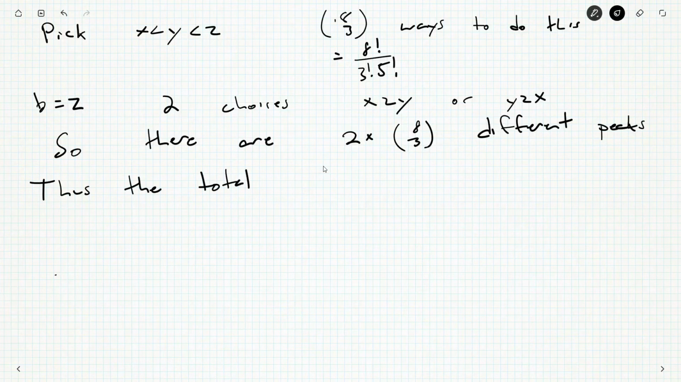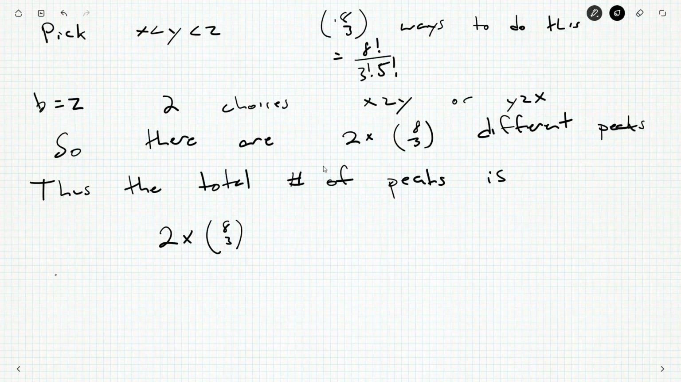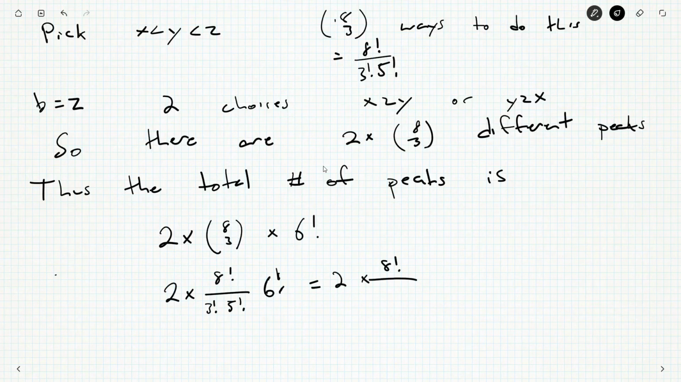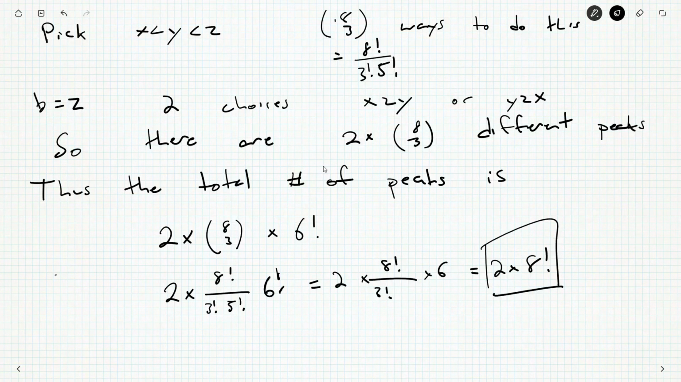So the total number of peaks, which is something we need to get the average number, is, and now we can calculate it, it's the number of different peaks times the number of arrangements each peak appears in. So 6 factorial. So we get 2 times, we can do 8 factorial over 3 factorial, 5 factorial, 6 factorial. But 6 factorial is 6 times 5 factorial. So we get 2 times 8 factorial over 3 factorial times 6. 6 and 3 factorial, the 3 factorial is 6. So we get 2 times 8 factorial, and that's as simple as we need it.